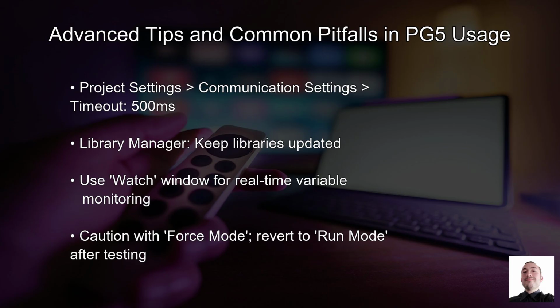When debugging, utilize the watch window to monitor variable values in real time. This will save you hours of troubleshooting. Lastly, be cautious with the Force Mode feature. While it allows you to manually change variable values, improper use can lead to unpredictable outcomes. Always revert to run mode once testing is complete. These advanced tips and awareness of common pitfalls will elevate your PG5 proficiency and ensure smoother project executions.